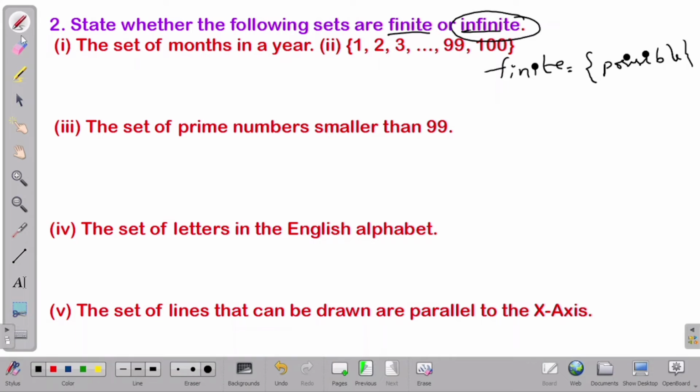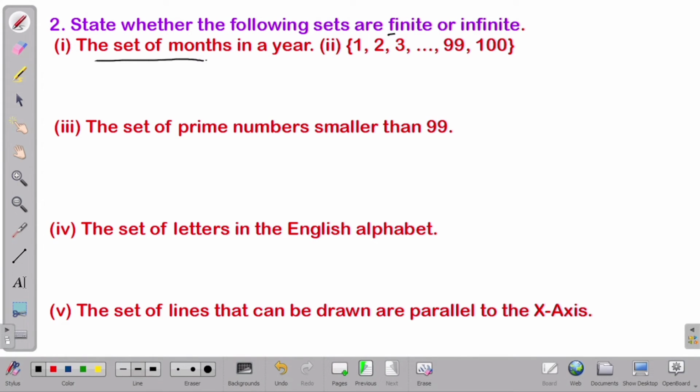So let us decide whether they are finite or infinite sets. What is the first one? The set of months in the year. How many months are in the year? Total 12 months, right? So it is a definite number. Yes, so we can say this is finite. First one is finite.